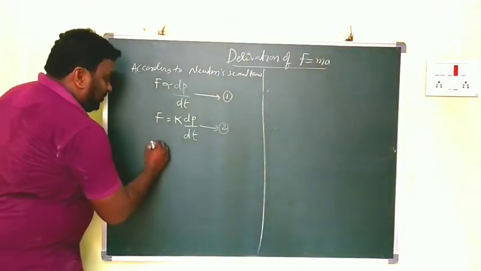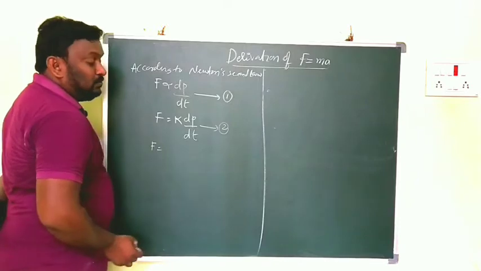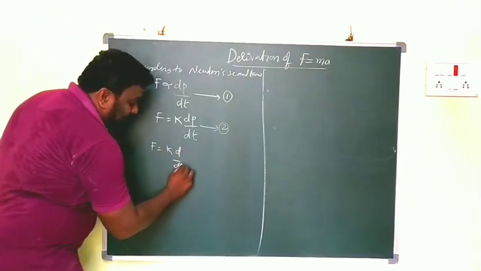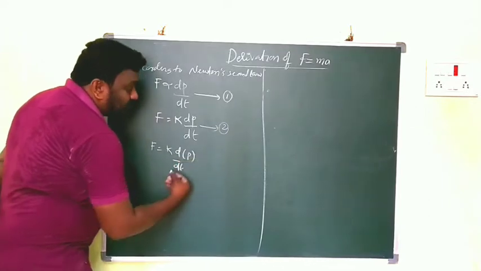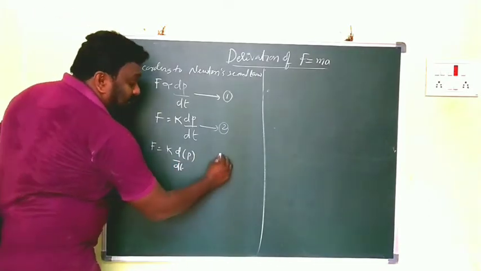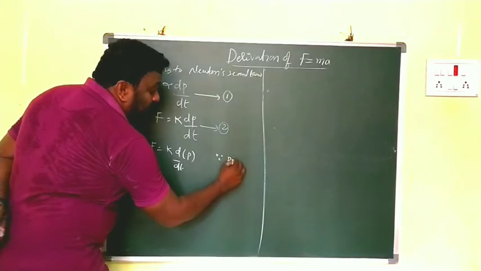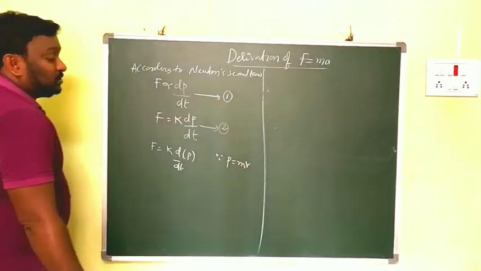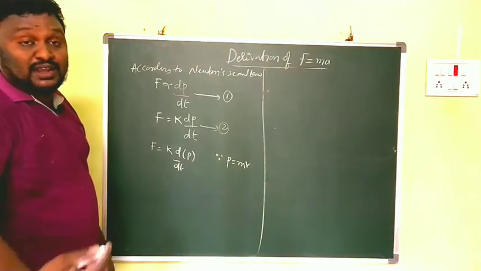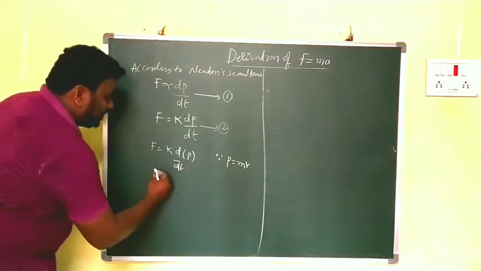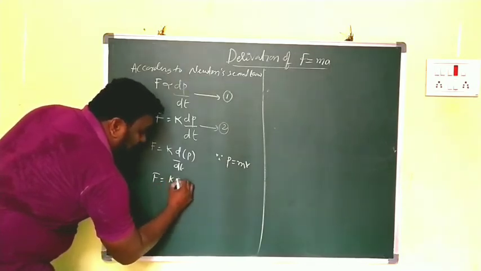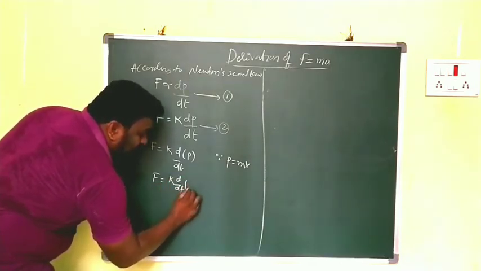Here F is equal to, I am writing now, k into d by dt of p. What is p? Momentum. How can we write momentum? Product of mass and velocity. Then substitute here: F is equal to k into d by dt of mv.